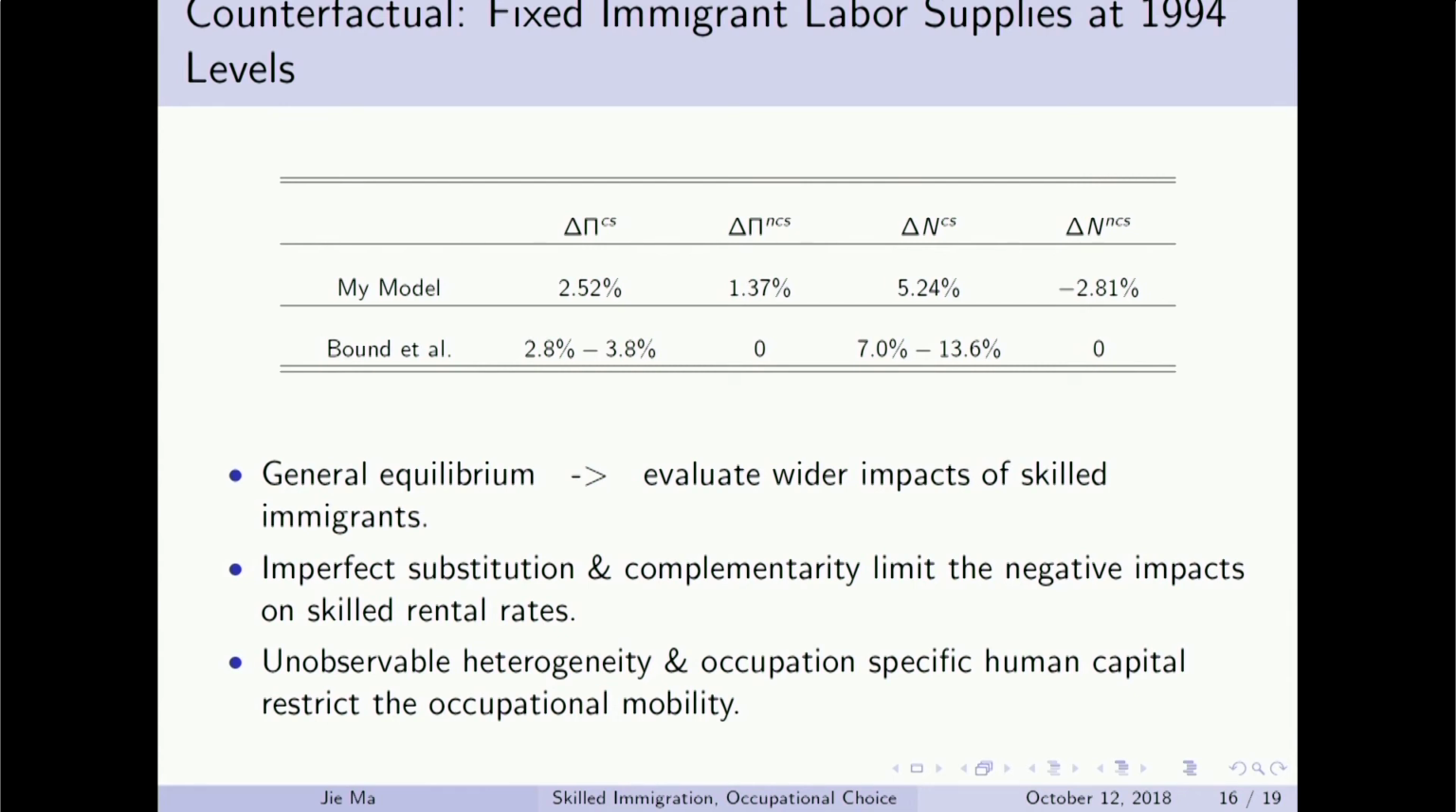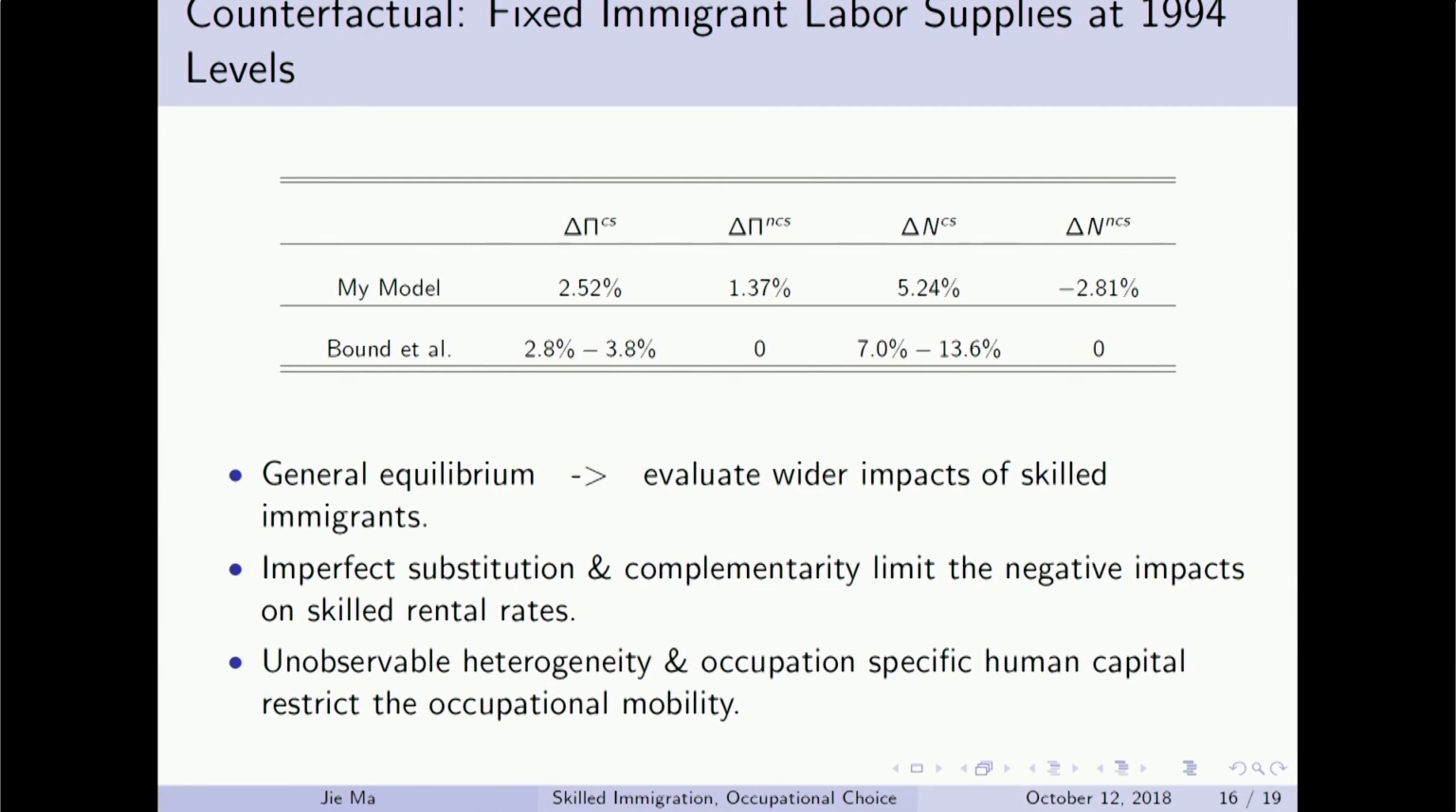If you look at those numbers, you will see that my estimate is smaller, about 1/3 to 2/3 of the Bound paper's. The primary reason, as I've already mentioned, is that Bound assumes they are perfect substitutes, and I allow them to be imperfect substitutes or even complements.